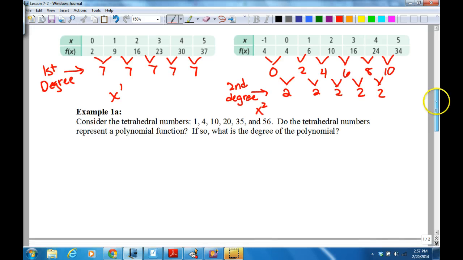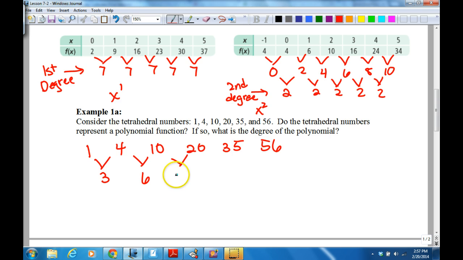Let's look at example 1a. It says, consider the tetrahedral numbers 1, 4, 10, 20, 35, and 56. So what you're going to do is write them out. And it asks what degree of polynomial this could be. So what do I need to do? Find the differences. So this is going to be 3, 6, 10, 15, 21. Okay, and then we do it again.